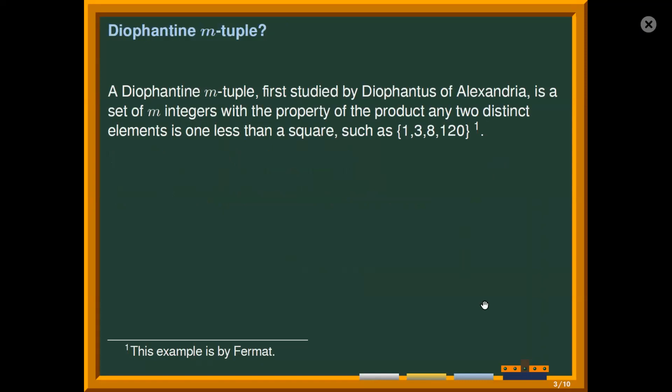So, what are Diophantine M-tuples? A Diophantine M-tuple, first studied by Diophantus of Alexandria, is a set of M integers with the property that the product of any two distinct elements in the set is one less than a square. One example is the set 1, 3, 8, and 120. Why is that a Diophantine 4-tuple? Because it's a set of 4 integers, right?